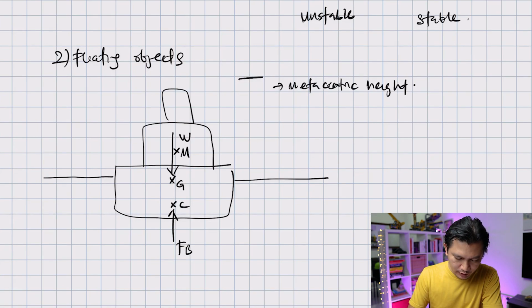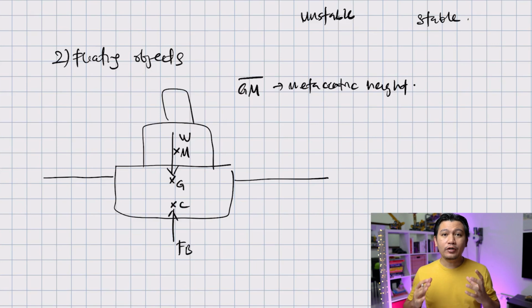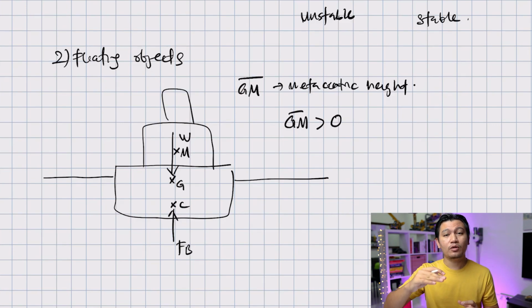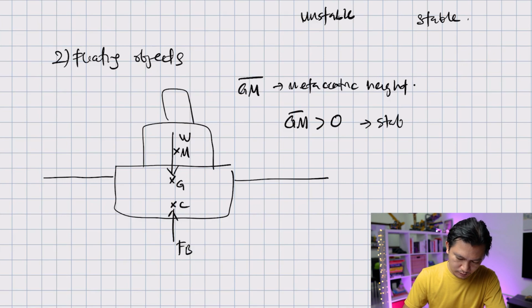Or maybe we're going to write this as GM. So in order for the floating object to remain stable, the GM value must be positive. So even though G is on top of C, as long as the metacentric height is positive, the distance between G and M is positive, the object will still be stable. But if GM is negative, then the object is unstable.